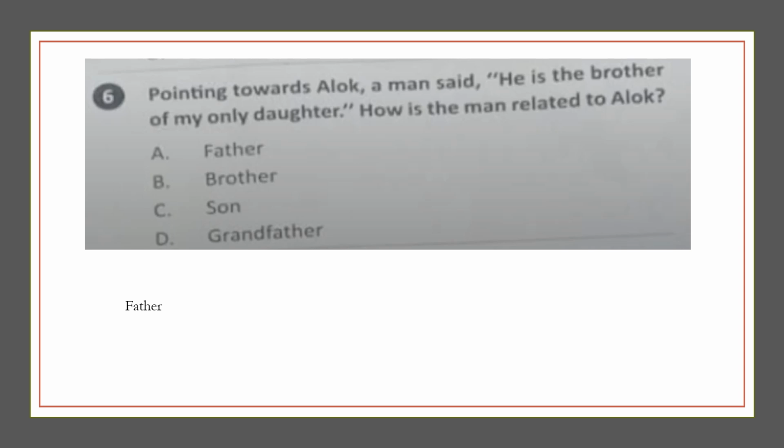Question number 6. Pointing towards Alok, a man said, "He is the brother of my only daughter." How is the man related to Alok? So he said he is the brother of my only daughter. So he is relating that boy with his daughter, and the boy is the brother. So he is the son of that person. So Alok is the son of that person, and that person, the man, is the father of Alok. So our answer is option A, father.